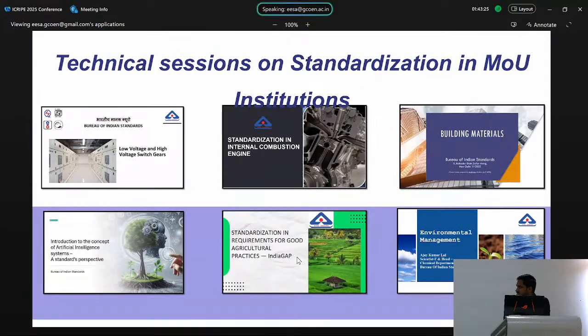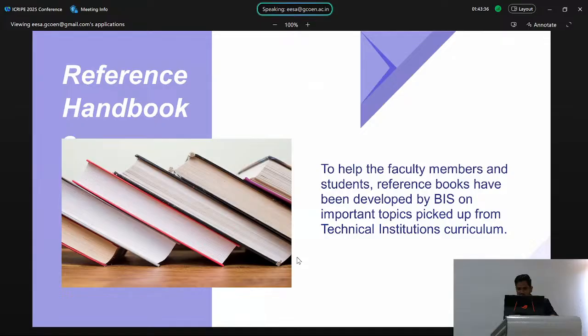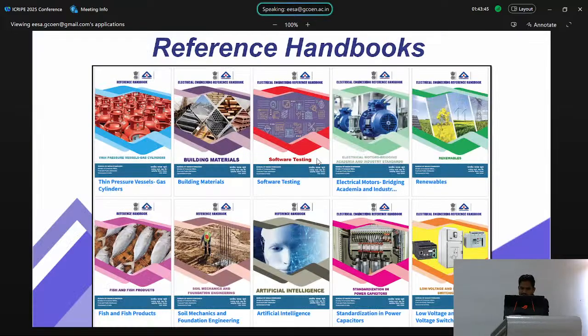There are a total of 80 technical sessions that we have prepared, and these will be delivered in all the MoU institutions. The next one is the reference handbooks. We have prepared a lot of reference handbooks for the students of engineering institutions, and they can utilize these reference handbooks in their curriculum. I have given some examples. The first one is regarding thin pressure vessels, gas cylinders, and building materials. Then there is software testing, electrical motor winding, and academy and industry standards.